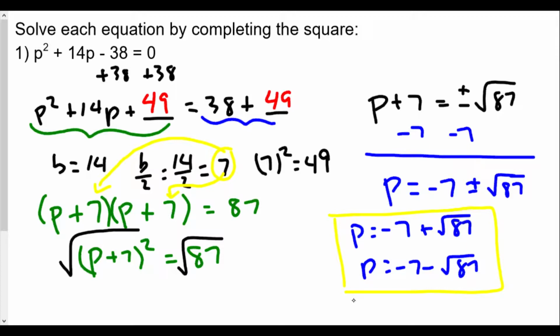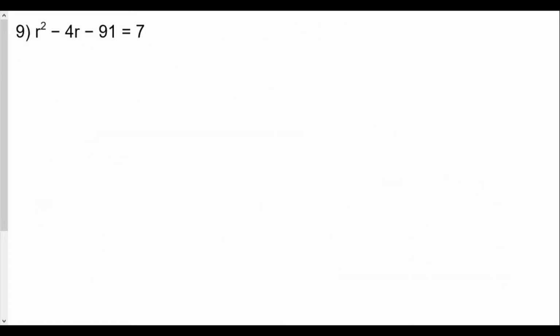Let's try another problem. Question number 9. In this case, we have r squared minus 4r minus 91 equals 7. Well, here's the thing. We don't need to subtract 7 and move it over. We're going to move over the 91 anyway, to move the c term over. So we're going to add 91 to both sides.